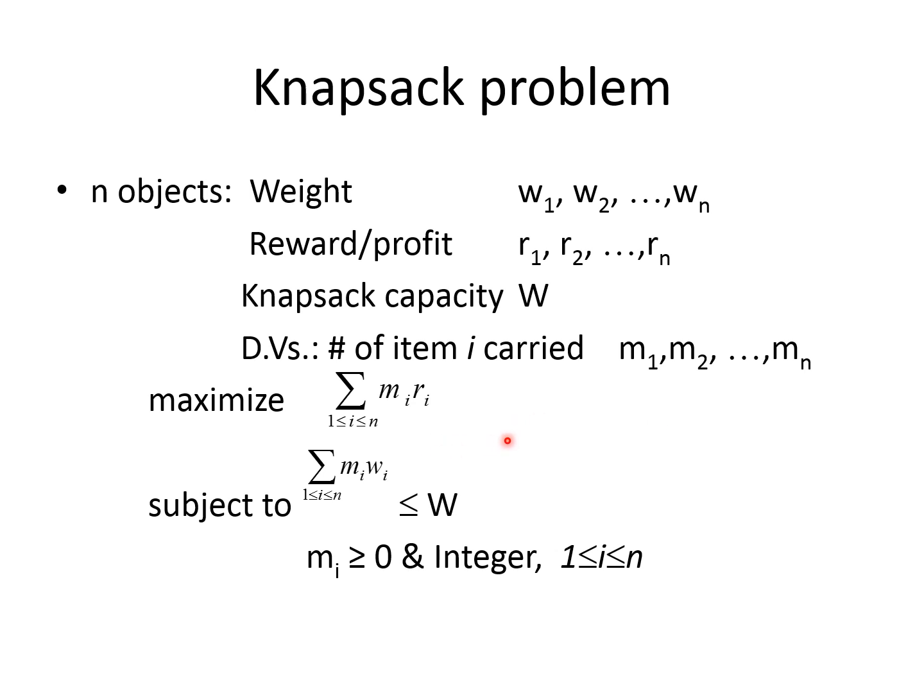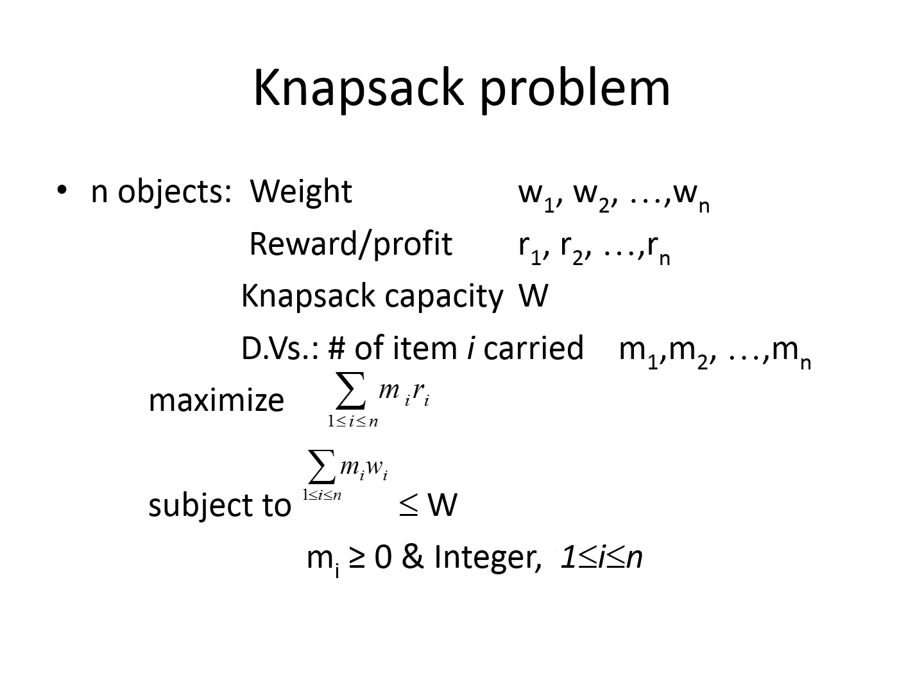So you want to maximize the sum of m_i r_i, where m_i, the decision variable, is how many to pack of type i, and the reward of each will be r_i, summed over n. Subject to the sum of m_i w_i being less than or equal to the total allowed weight W. Obviously, the m_i's are non-negative, greater than or equal to 0, a non-negativity constraint, and they're integers in this case because you can't take half an item. And i is between 1 and n.